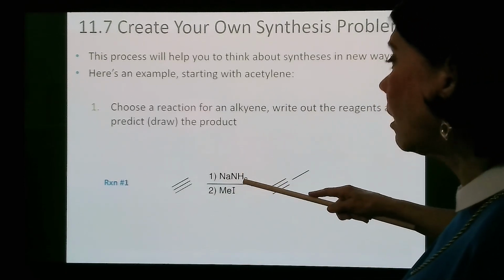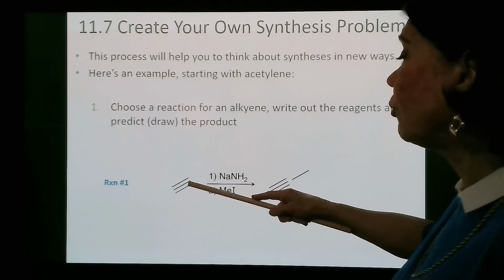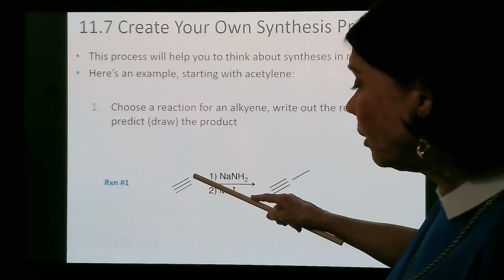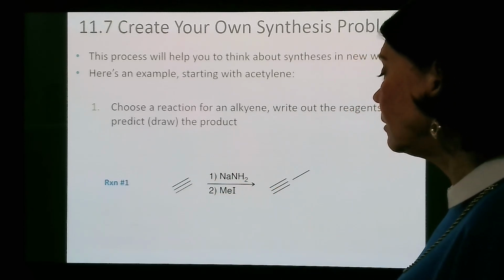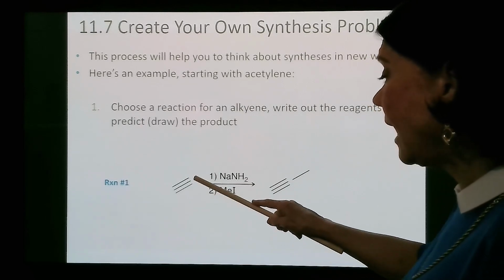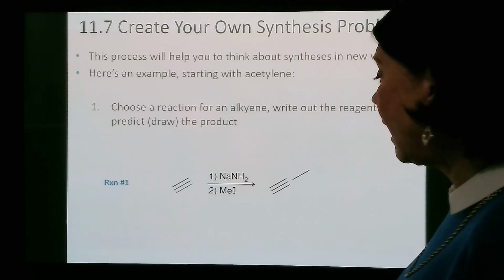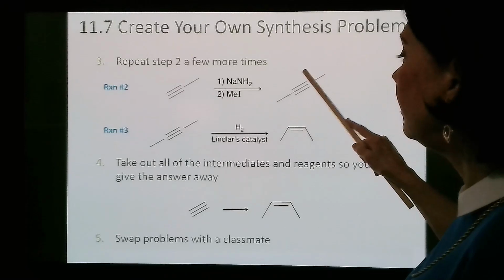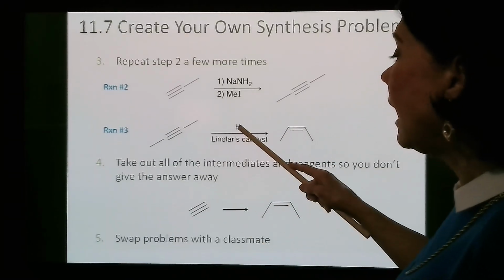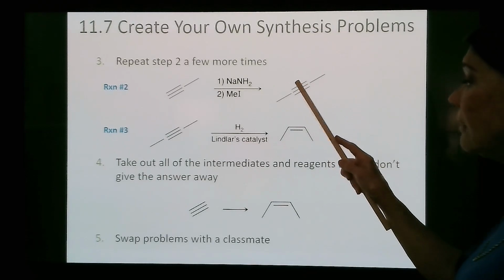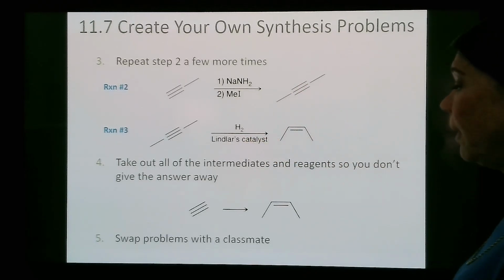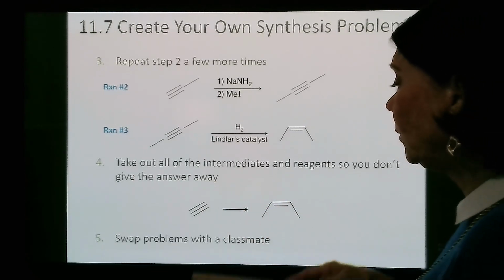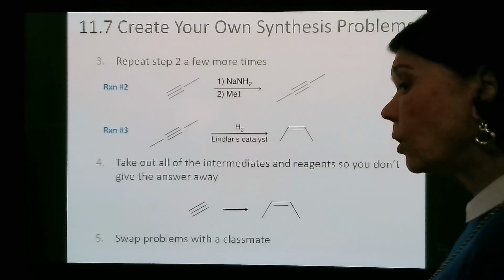But here, this is more on how to create a reaction sequence. So you deprotonate the alkyl proton and you create an anion there. You react that with an alkyl halide. You repeat the step a couple more times, so you put alkyl groups at each end, and then you hydrogenate that to create a cis double bond. And then you can swap this with a classmate and have them work yours and you work your classmate's.